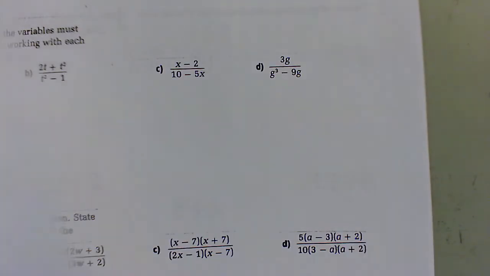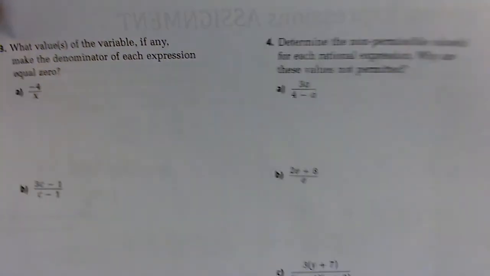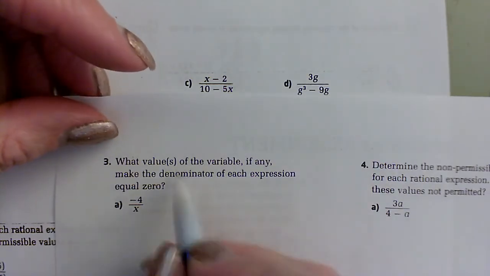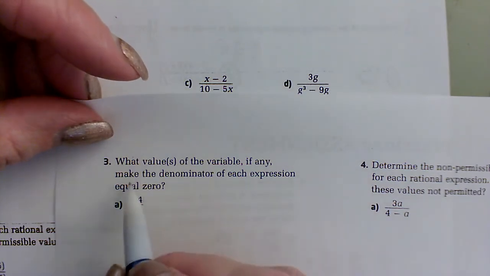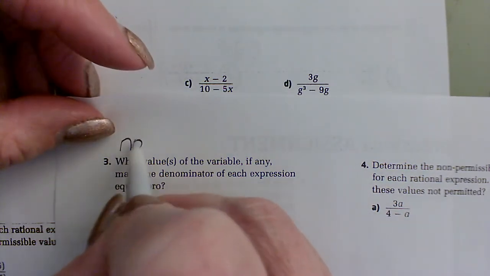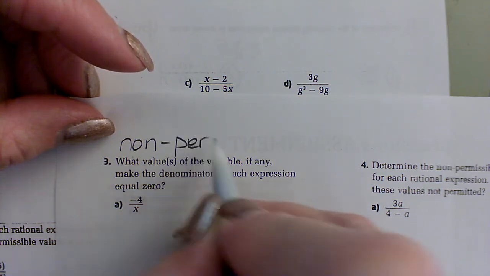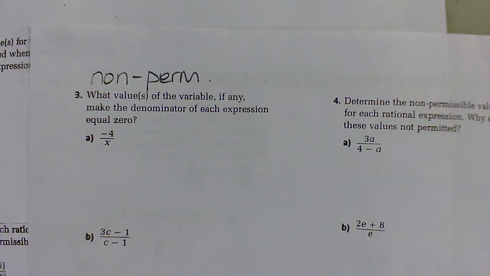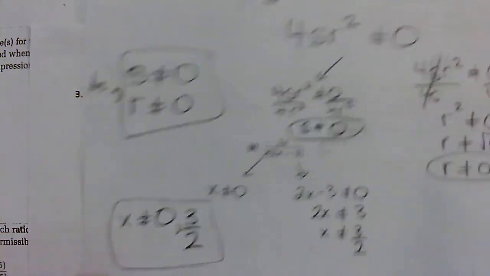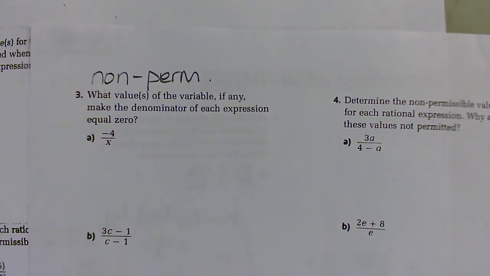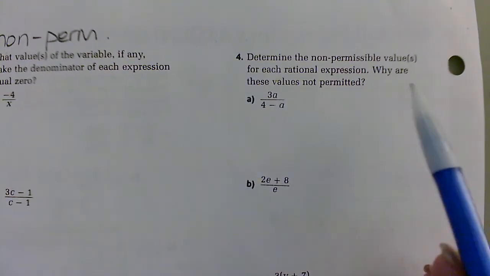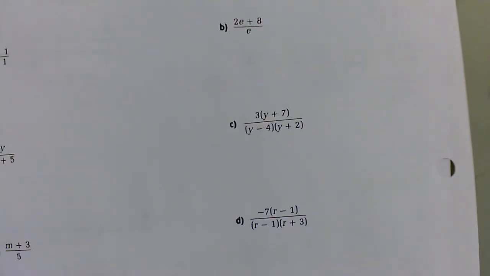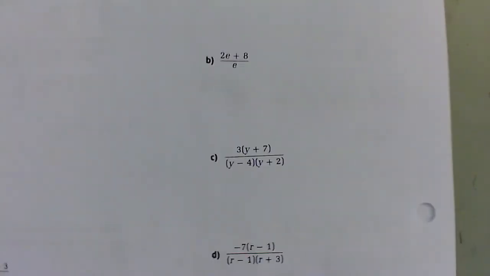So a little brain thinking there. This one only asks you for what values of the variable, if any, make the denominator equal to 0. They're just asking you for the non-permissible values. They're not asking you to reduce them. They're just asking you to give me these. Okay? And same thing for this. So this whole page, they're just asking you to give me the non-permissible values. There's no simplifying involved.